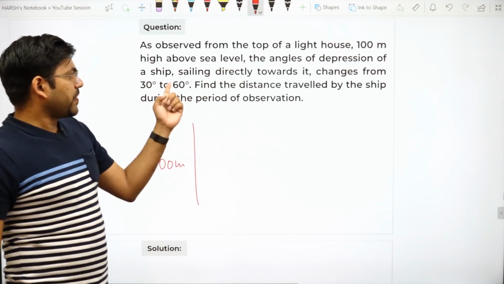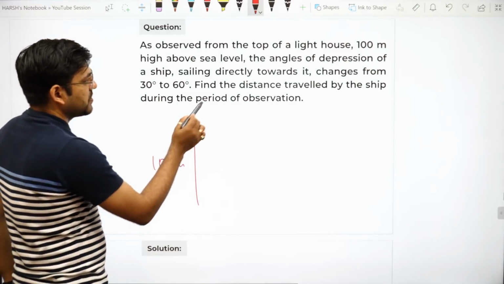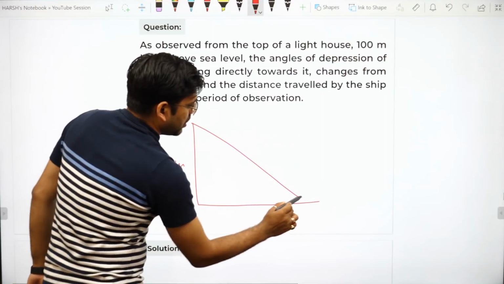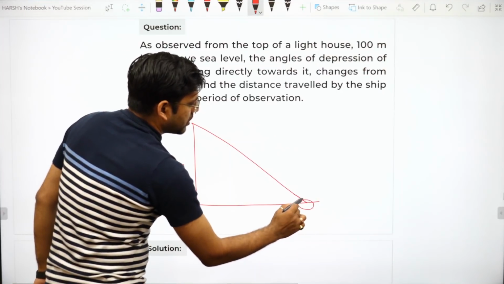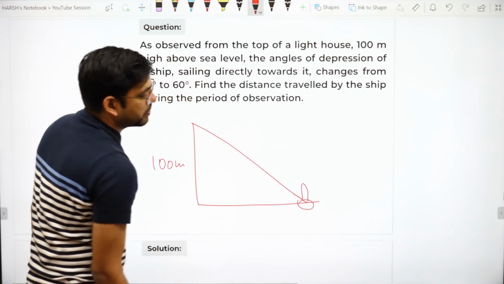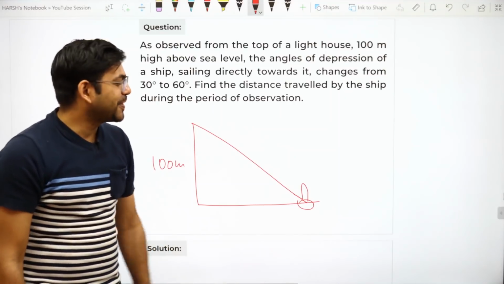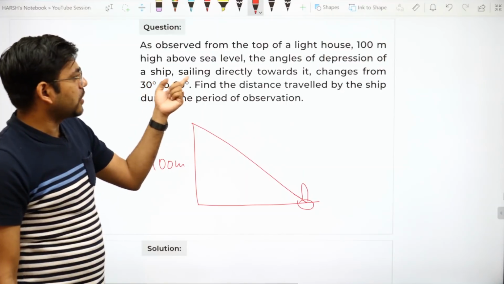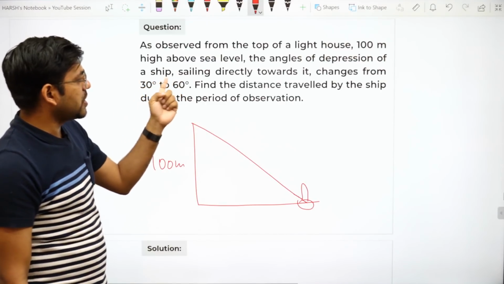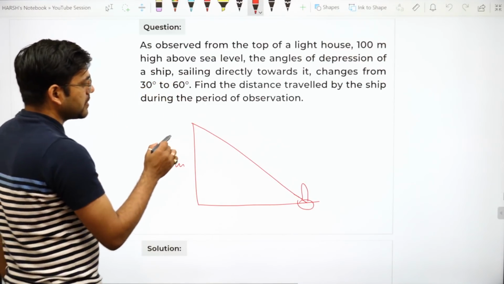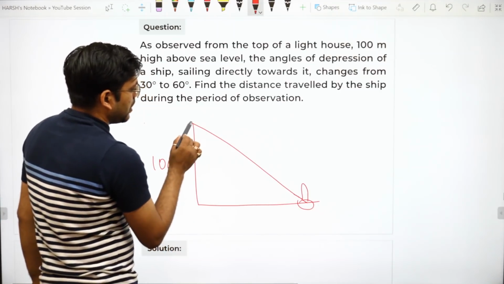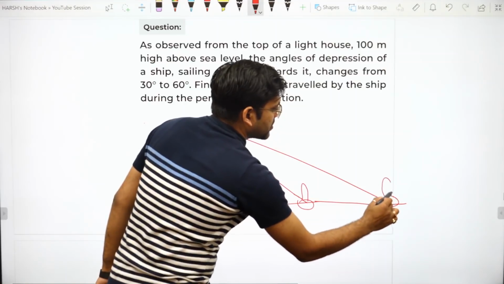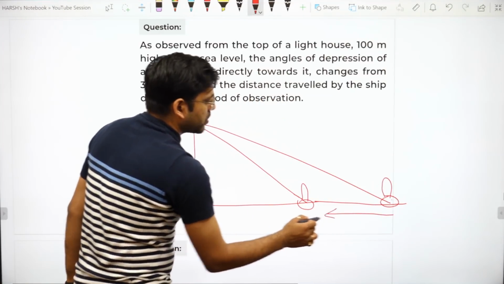The angle of depression of a ship sailing directly towards it. Here we have a ship, assume that it is a ship. Now the angle of depression of the ship sailing directly towards it changes from 30 degree to 60 degree. See, this ship is here, I am putting one more ship here. This is not one more, it is the same ship sailed from this point to this point.